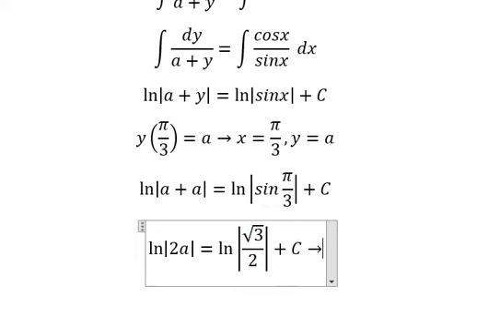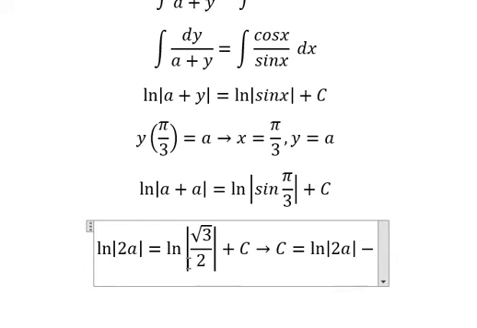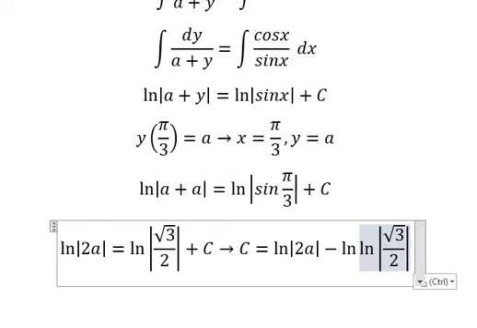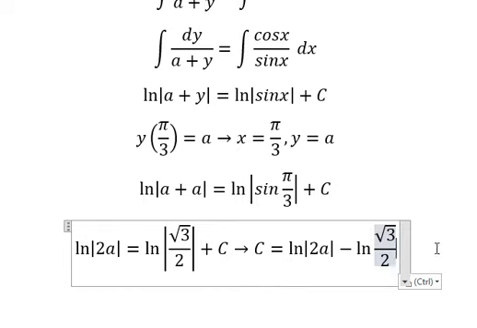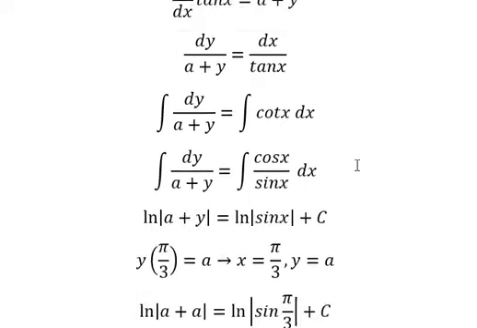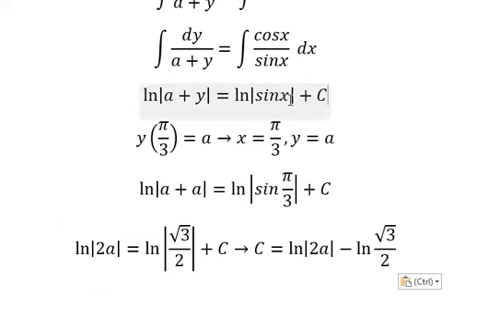And now we can find the value of c. That is about this one minus this one. And this one is a positive number, so we don't need to use the absolute value anymore. Now about this one, we put this one, go back to this equation in here.